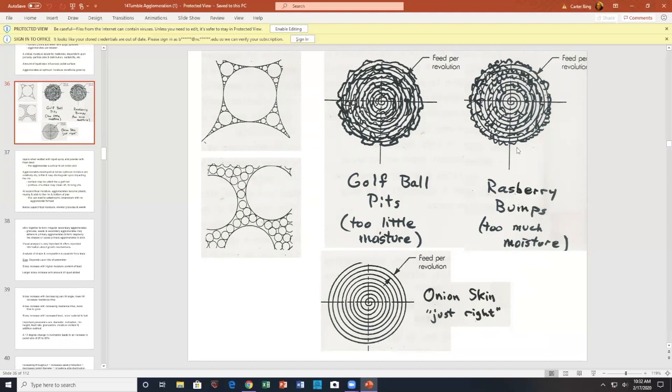And if you don't have enough moisture, you have too little moisture, you'll still have the onion, but you will have pits, and the pitting will cause an increase in porosity, perhaps. Lower strength, higher porosity. And I just threw this in here as a side comment about size distributions.